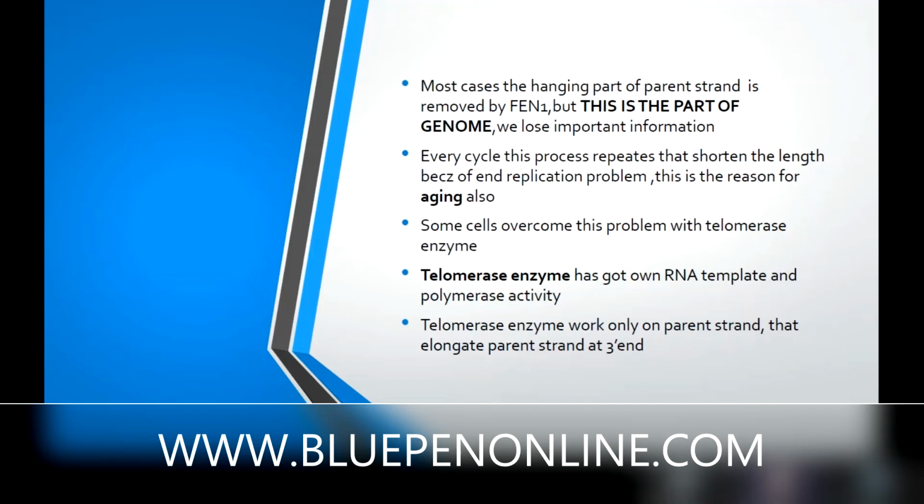So first we concentrate on the lagging strand. Now we concentrate only on the parent strand. What happens to that parent strand? It elongates at the 3' end. What is the role of telomerase? Telomerase enzyme binds to the parent strand and elongates it. In which direction does the parent strand run? 3' to 5' direction. So in the same direction, at the 3' end, the length of the parent strand increases. That is the role of telomerase.